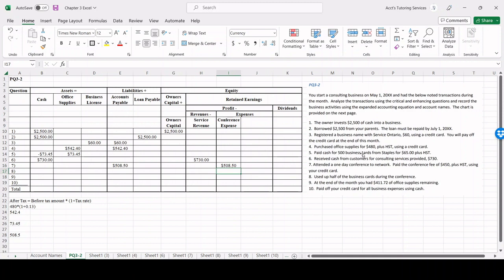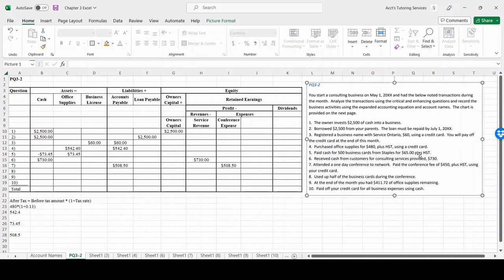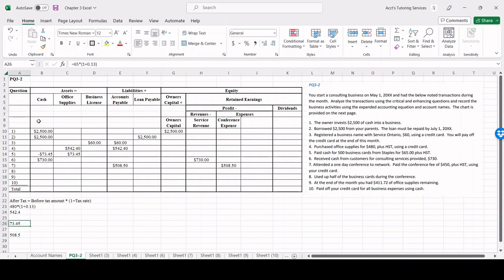Now we used up half of the business cards during the conference. So out of these 500 business cards in transaction number 5, in this case, it's relating to a prior transaction. So I highly suggest you go back to this transaction, read it, and just quickly redo it or go over it again. So we paid cash for 500 business cards from Staples for $65 plus HST. We did the calculation over here. And then for number 5, we decreased cash and increased office supplies.